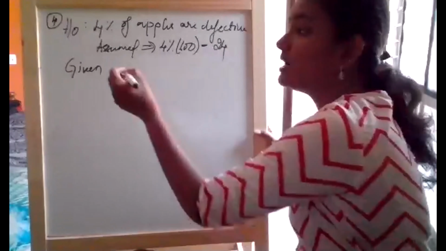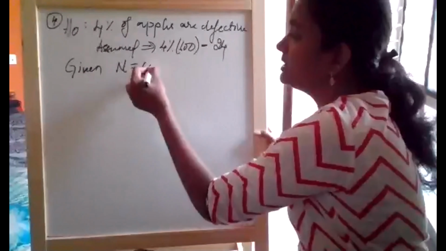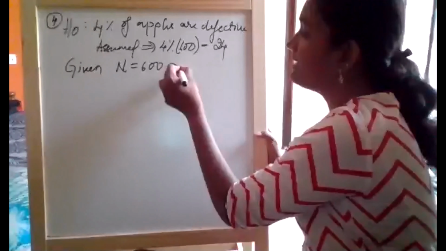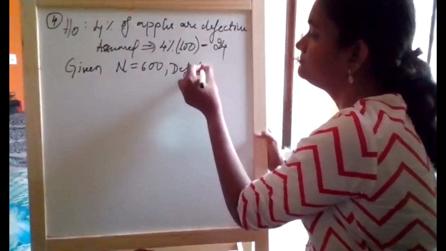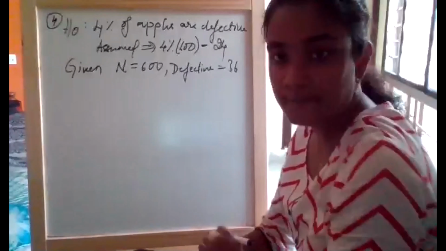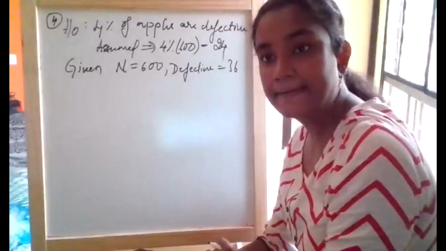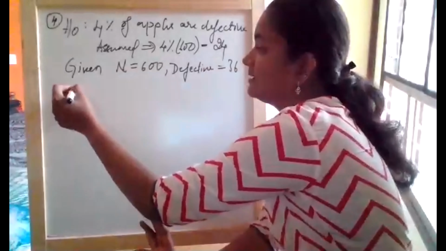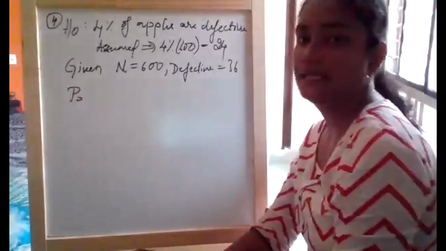Now, what is given to us? N value is given to us, N is 600. Out of them, the defective apples are 36. Understood? Anything else is given? Now, what else do we need to get? We need to find out P.